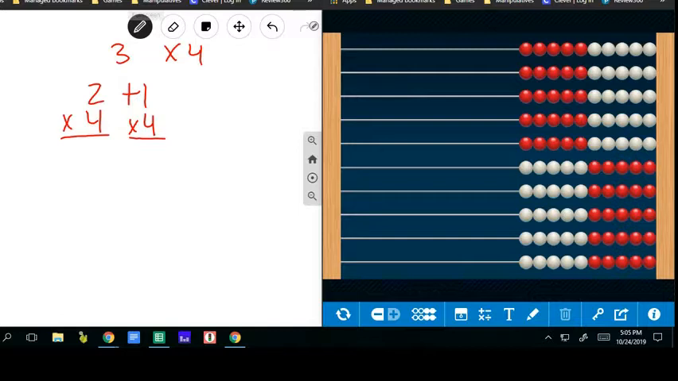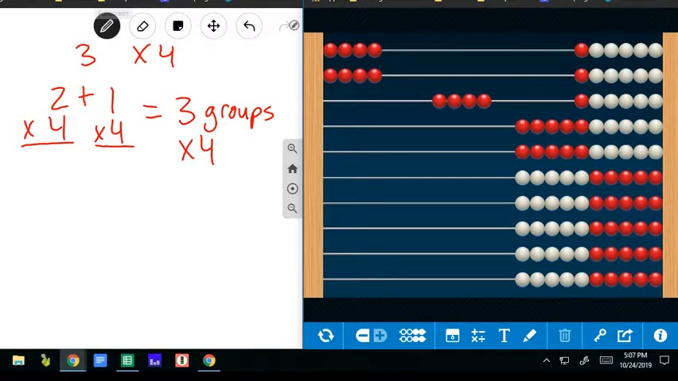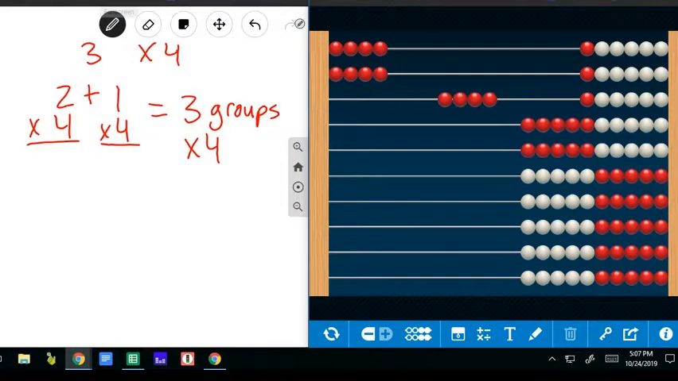So 2 groups of 4 plus 1 group of 4 would equal 3 groups of 4, which is the same as 3 times 4. So, representing 3 times 4 on the Reckon Rec, again, we're showing 2 groups of 4 and 1 group of 4. 1 group of 4 we already know, because when we multiply times 1, the product stays the same as the other factor. 2 groups of 4, we're just doubling 4.